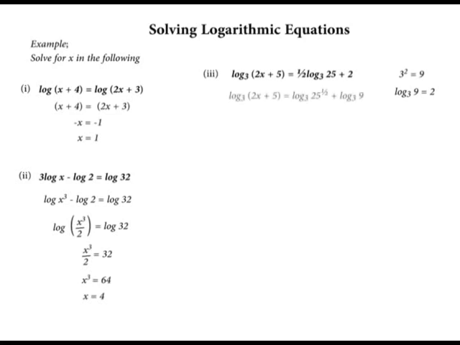That gives us log to base 3 of 2x plus 5 is equal to log to base 3 of 25 raised to power half plus log to base 3 of 9. That gives us log to base 3 of 2x plus 5 is equal to square root of 25, which is 5, plus log to base 3 of 9. Applying rule 2 on the right hand side, we shall have log to base 3 of 2x plus 5 is equal to log of 5 times 9. Ignoring the logs, we shall have 2x plus 5 is equal to 45. 2x is 40 and x is 20.